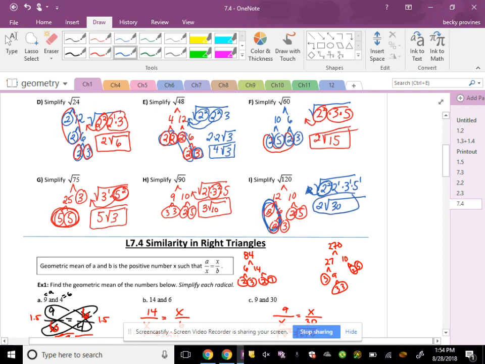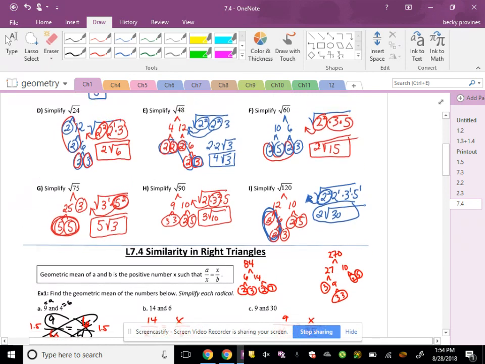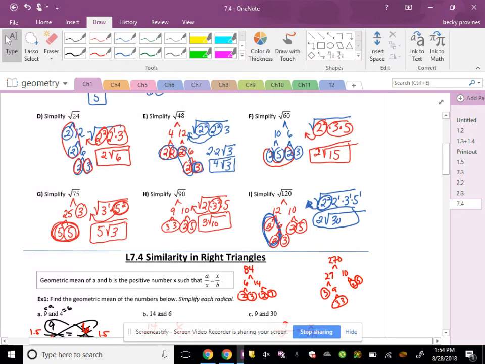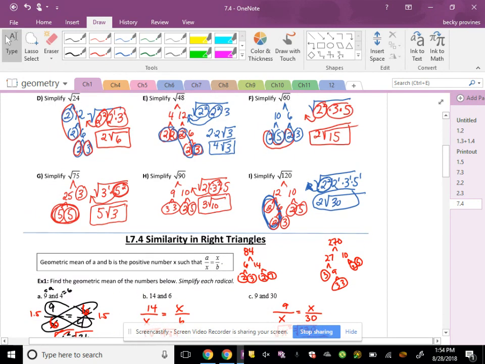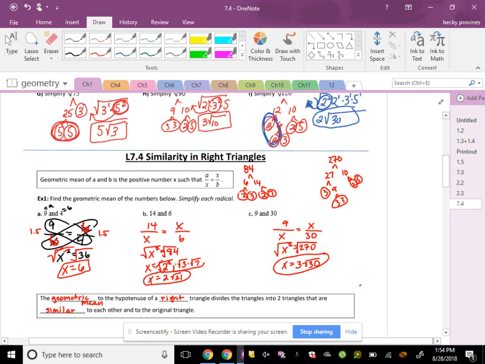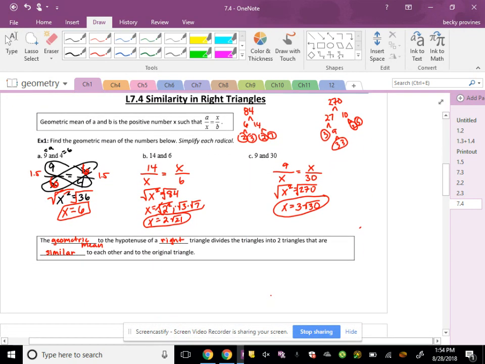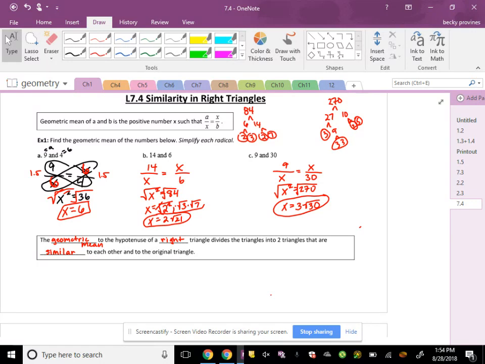Okay, so we have to use this knowledge to help us in the rest of the lesson. This is stuff that you learned in Algebra 1. If you're in Algebra 2, you also learned it there. But I just want to make sure everyone was good in remembering how to do this. So let's actually start lesson 7.4 over similarity in triangles.